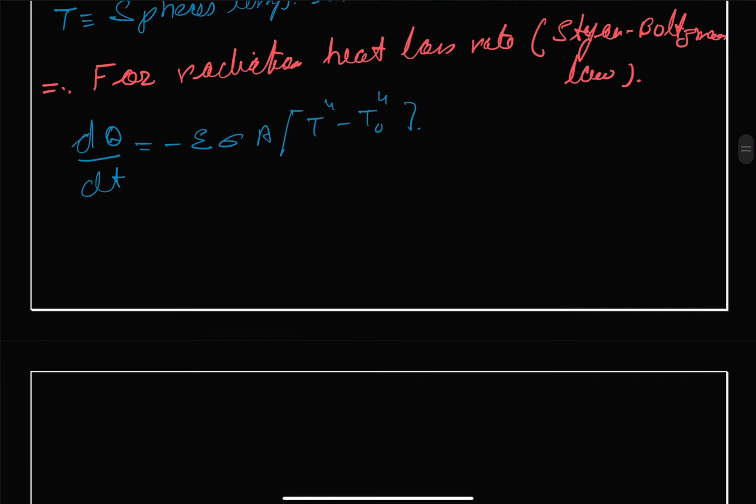and here this epsilon is called the emissivity, and this sigma is called the Stefan-Boltzmann constant.